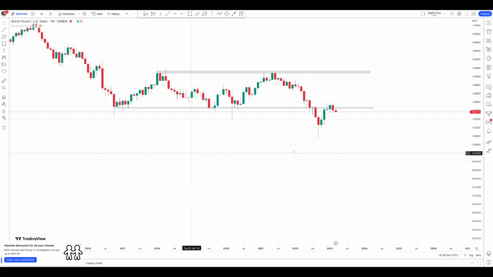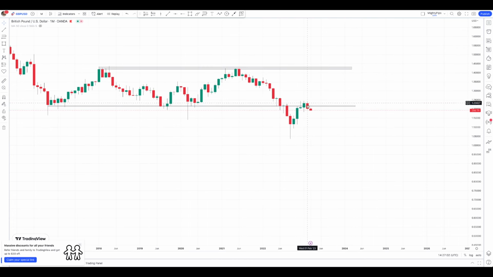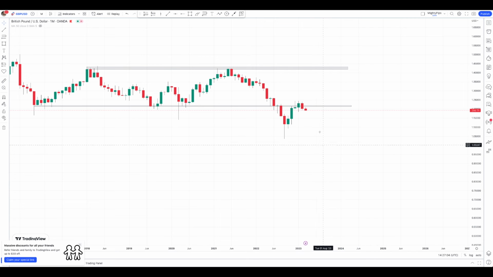So after you've done this, you want to look for signs of reversal patterns around this area. The sign here is a bearish engulfing, which is this one here. Last month was a bearish engulfing candle which engulfed this. So that's why we're seeing a continuation of selling GBP USD.